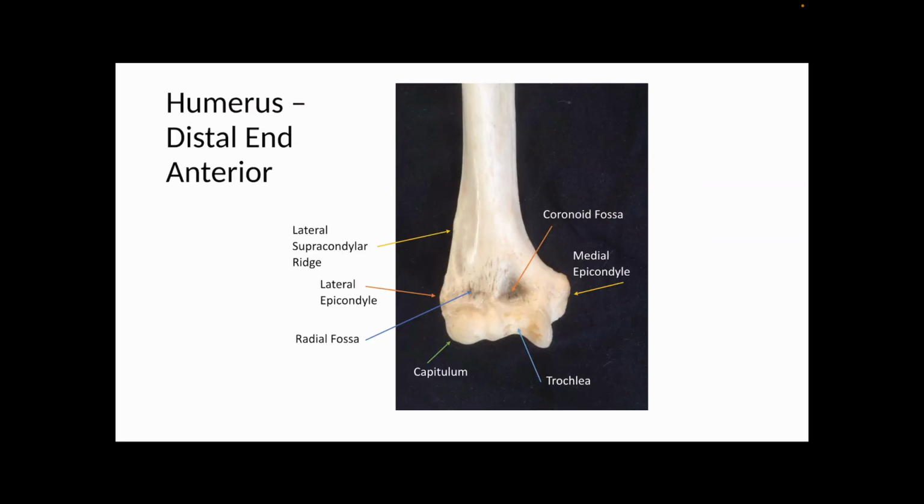At the lower end of the humerus, anterior view, notice the capitulum and trochlea. These are the articular surfaces for the radius and ulna. Above them are small depressions called the coronoid fossa and the radial fossa, which accommodate parts of those forearm bones during flexion. The medial and lateral epicondyles are prominent bumps for muscle attachment.